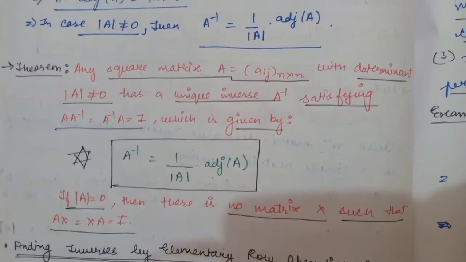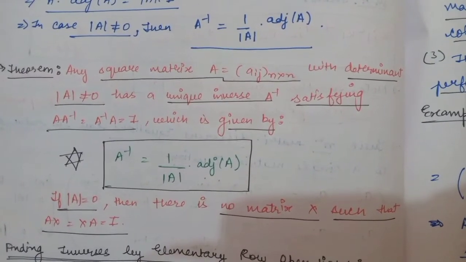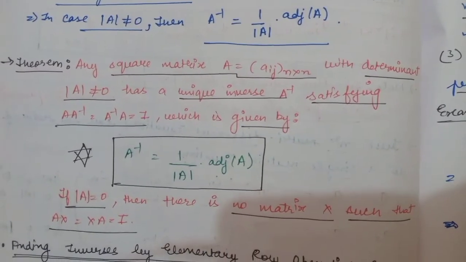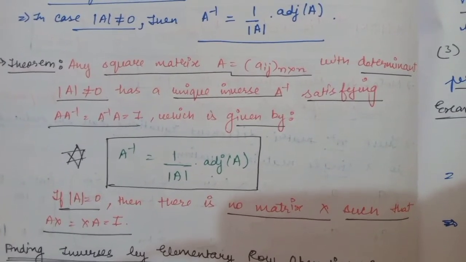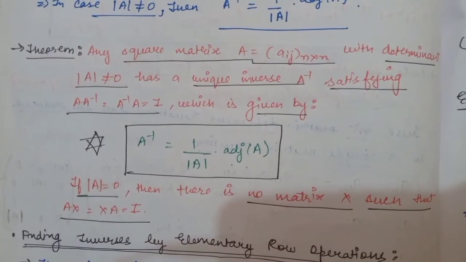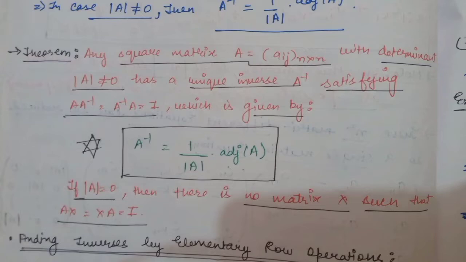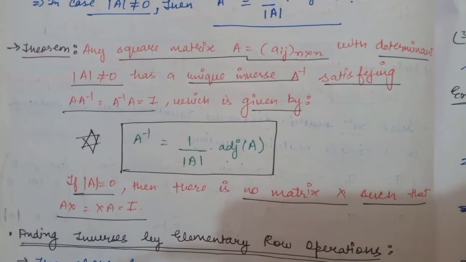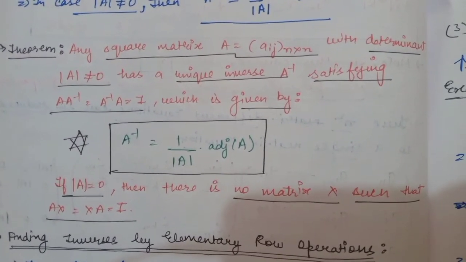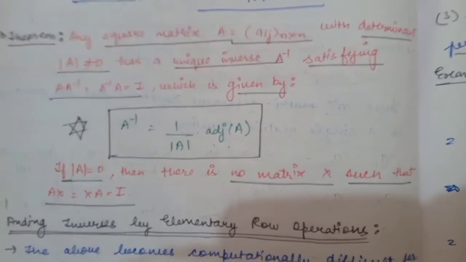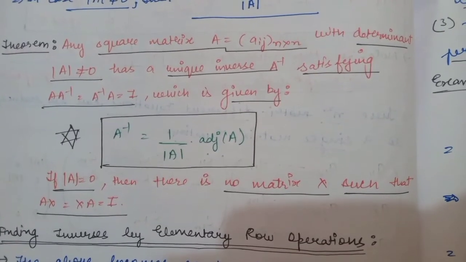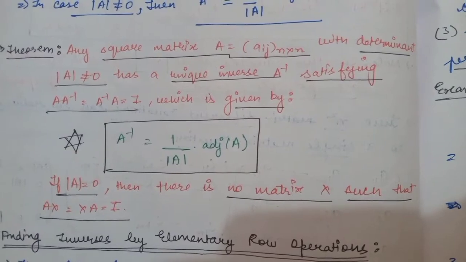Now this leads us to the following theorem. Any square matrix A of order n into n with determinant of A not equal to 0, that is, A is non-singular, has a unique inverse A inverse satisfying A into A inverse equal to A inverse into A equal to the identity matrix, which is given by A inverse is equal to 1 upon determinant of A into adjoint of A. If determinant of A is equal to 0, there is no matrix X such that AX is equal to XA is equal to I. That is, the inverse does not exist.